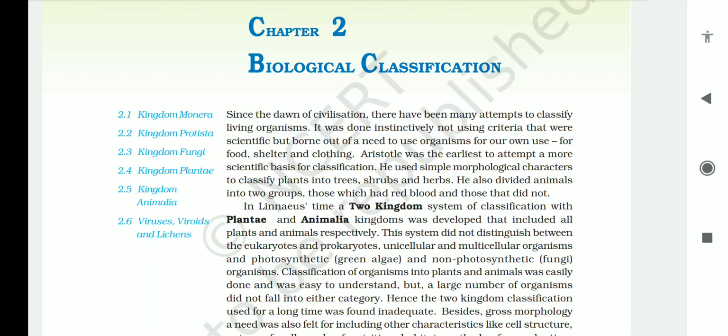Here's the reading of the New Rationalized NCERT 2023-2024. Chapter number 2, Biological Classification. Since the dawn of civilization, there have been many attempts to classify living organisms. It was done instinctively, not using criteria that were scientific, but born out of a need to use organisms for our own use for food, shelter, and clothing.